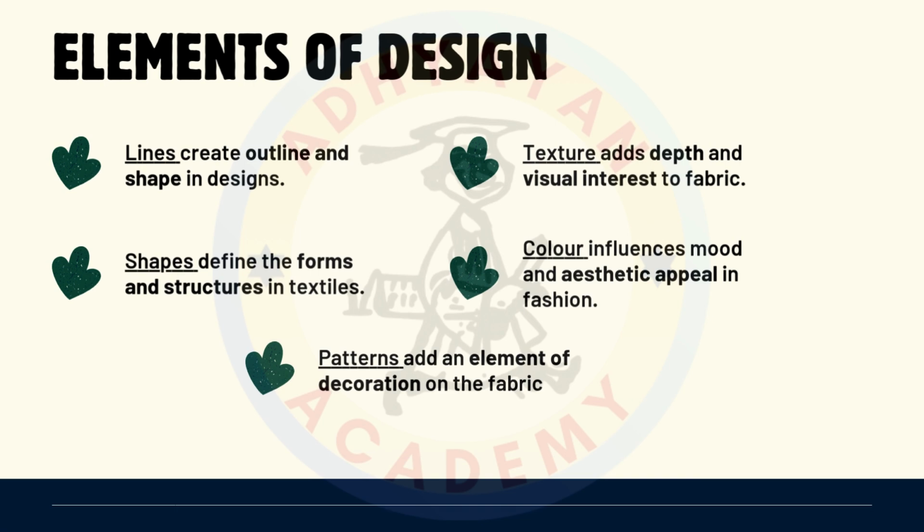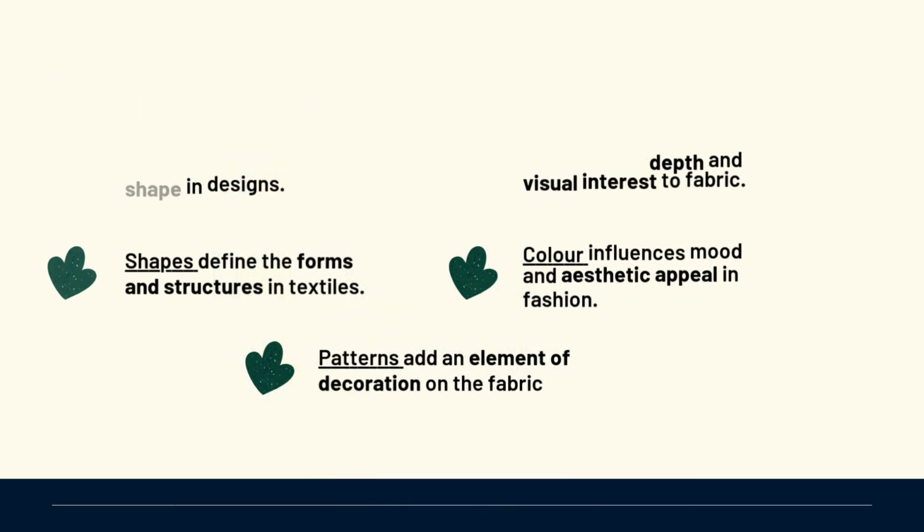Lines create the outline of a garment and can change how the body looks. For example, vertical lines give a slimming effect. Shapes or forms decide the silhouette, such as A-line or straight. Texture refers to how the fabric feels and drapes: smooth, rough, or shiny. Color is the most striking element, as it affects mood and appearance. Lastly, patterns such as florals, stripes, or checks add decoration and style to the fabric.